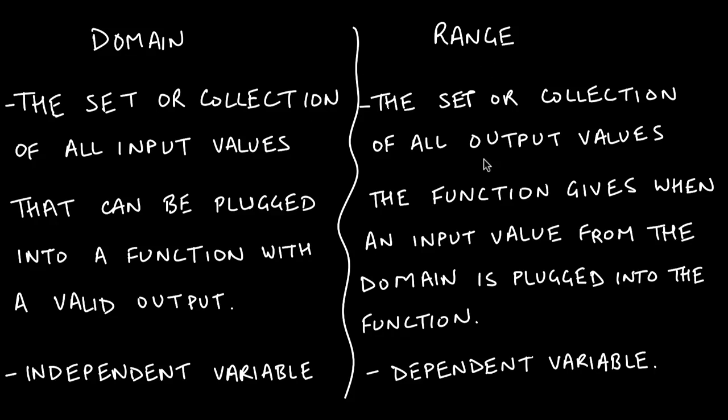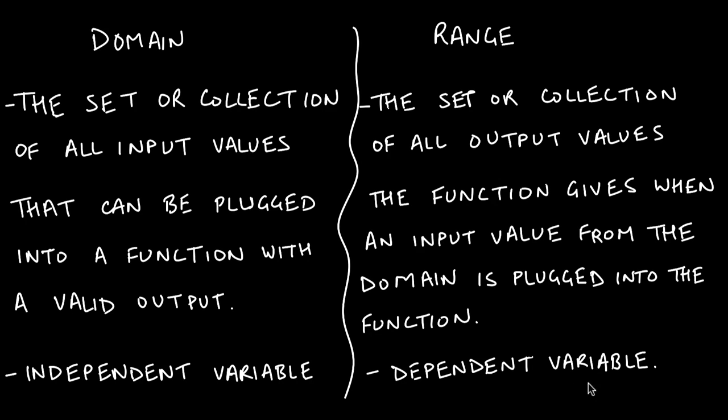The range is the collection of all output values that the function gives you when you pick something from the domain and plug it into the function. So domain gets plugged into a function. The function does some number crunching to it and then gives you back a range or a range element.